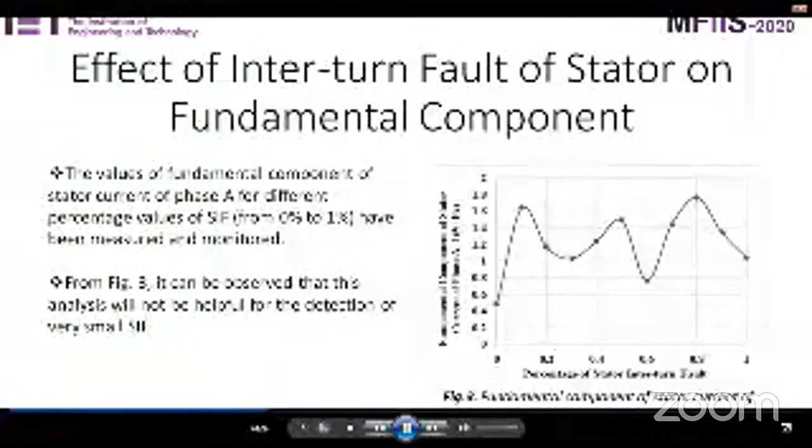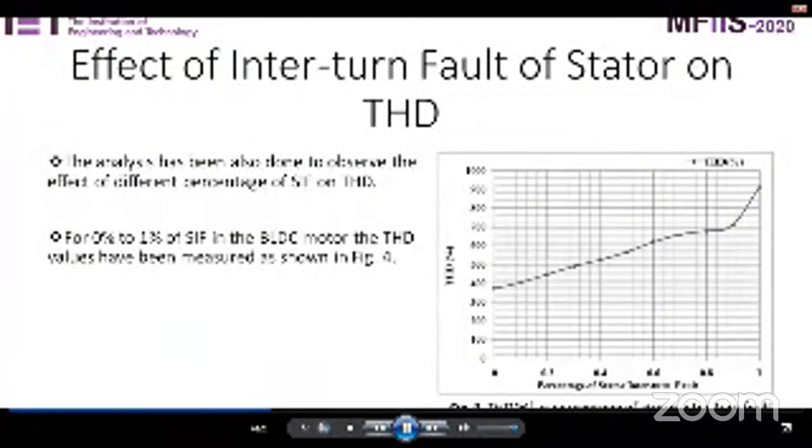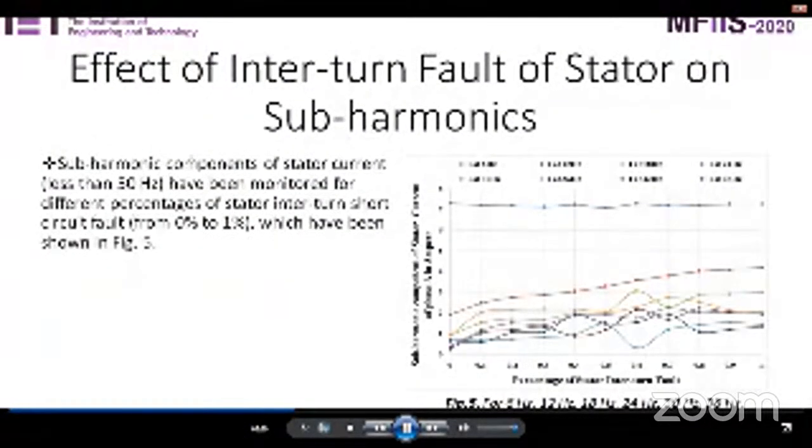of stator interturn fault. Now, the effect of interturn fault of stator on TSD. Here, analysis has been done to see the effect of different percentages of stator interturn fault on TSD values. It has been observed from figure 4 that with the increment in percentage of stator interturn fault, the TSD value also increases. Now let us discuss the effect of interturn fault of stator on subharmonics.